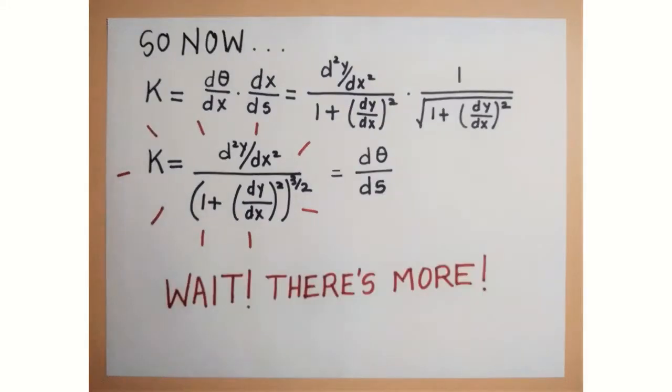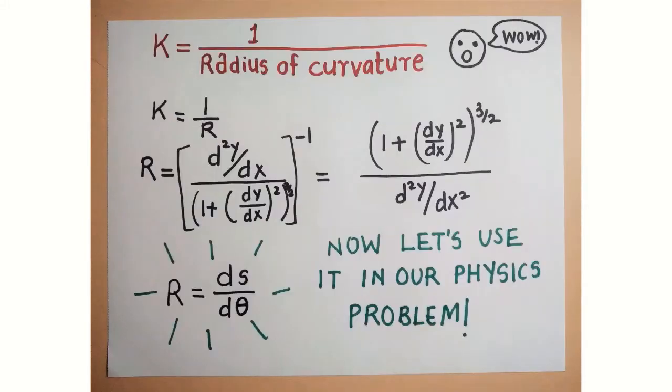But wait, there's more. K is also defined as 1 divided by the radius of curvature, which gives us this very useful and simple relation: r equals ds by d theta. Now let's see how this helps us in simplifying our physics problem.